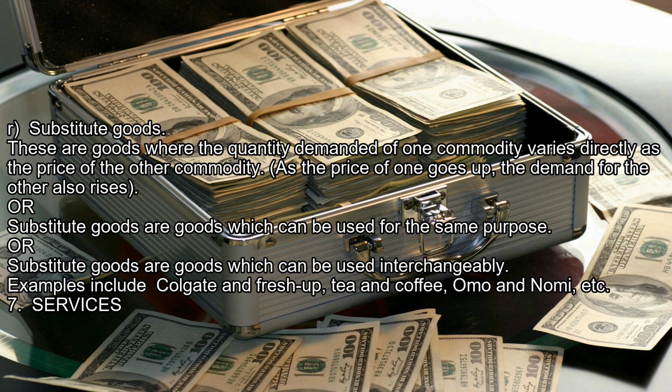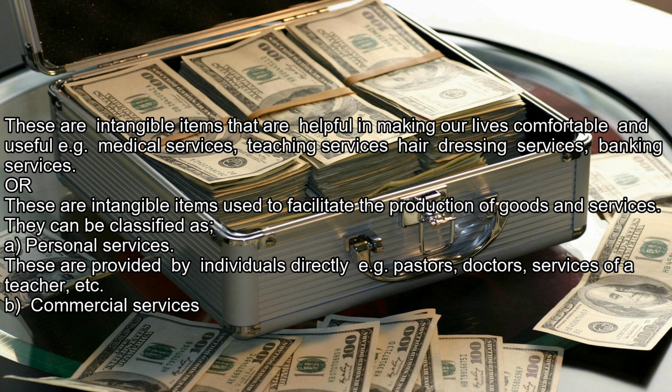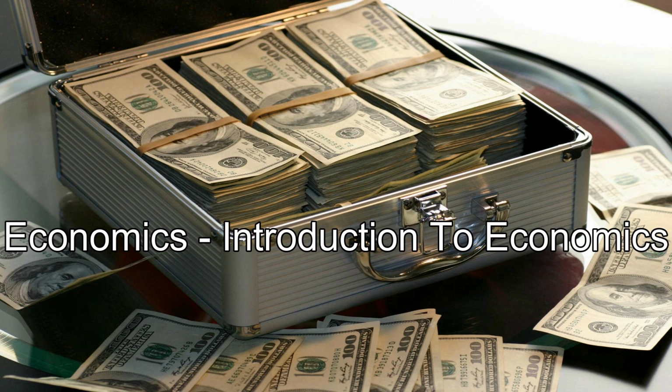7. Services. These are intangible items that are helpful in making our lives comfortable and useful, e.g. medical services, teaching services, hairdressing services, banking services. Or these are intangible items used to facilitate the production of goods and services. They can be classified as personal services. These are provided by individuals directly, e.g. pastors, doctors, services of a teacher, etc. Commercial services.